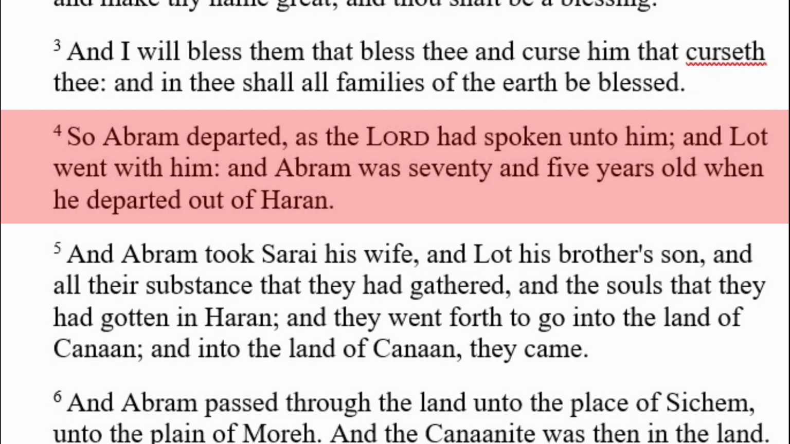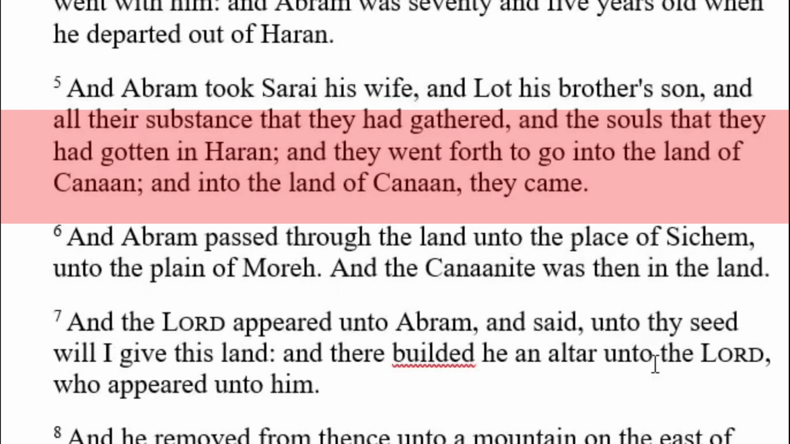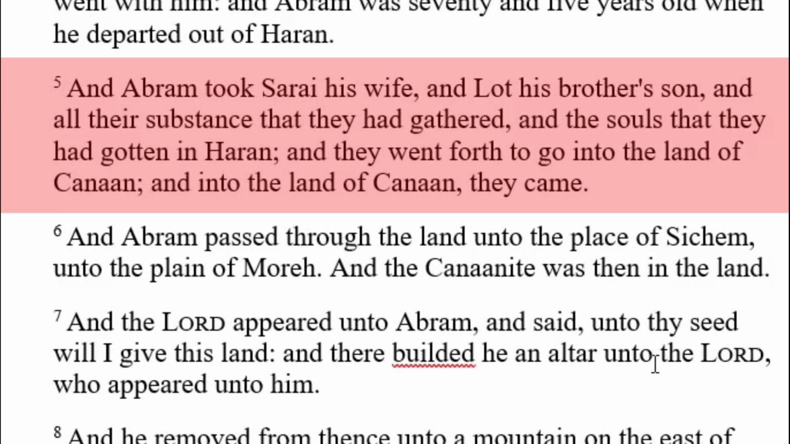So Abram departed, as the Lord had spoken unto him, and Lot went with him. And Abram was 75 years old when he departed out of Haran. And Abram took Sarai his wife, and Lot his brother's son, and all their substance that they had gathered, and the souls that they had gotten in Haran. And they went forth to go into the land of Canaan, and into the land of Canaan they came.